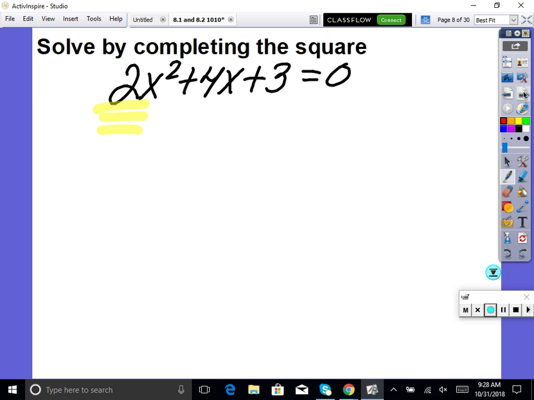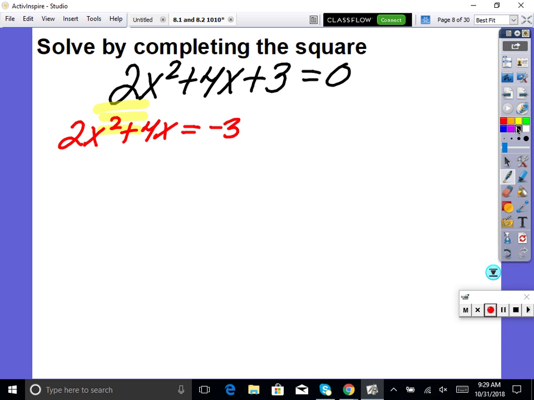So, to solve by completing the square in the future, we just have to look at that, and without being told, know we've got to take care of the 2. We have to have a leading coefficient of just 1. So what we're going to do is the same first step, we're going to get everything with the variable on one side and anything else on the other side. So we'd have 2x squared plus 4x equals negative 3.